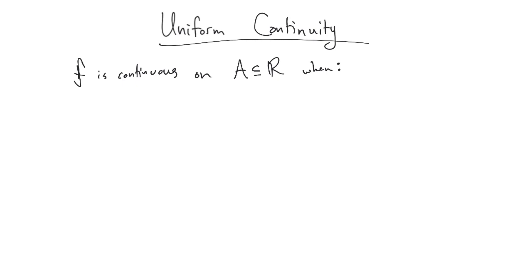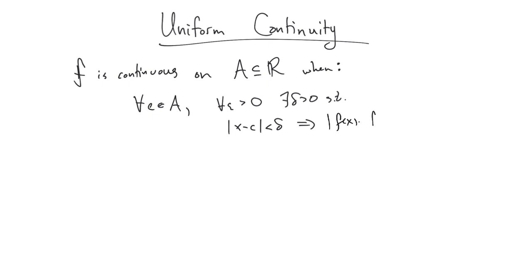So one way you could write it is this way. For all c in A, and then I'm going to write the definition of continuity. For all epsilon greater than 0, there exists delta greater than 0 such that, we all know this, absolute value of x minus c less than delta implies absolute value of f of x minus f of c less than epsilon. Right? This is the definition of continuity.